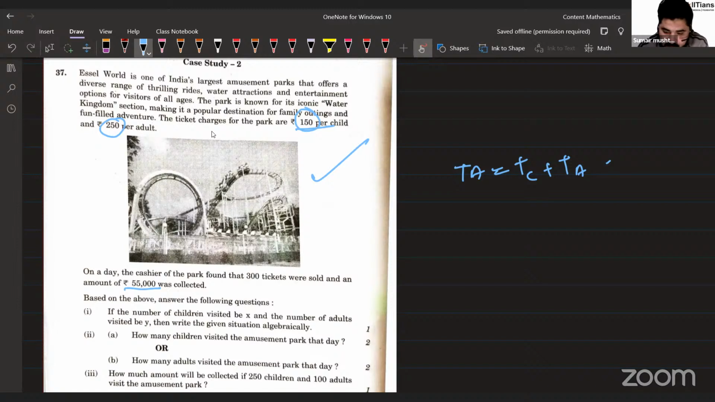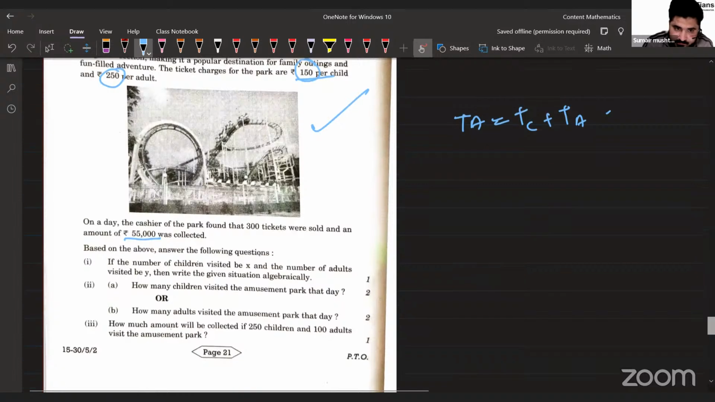So if the number of children is x and the number of adults is y, write the equation, you can write it. How many children visited the amusement park? You have to find x and y. Simple, isn't it? How much is collected if 200 children, so x, and 100 adults. Put it there, you will find the answer.